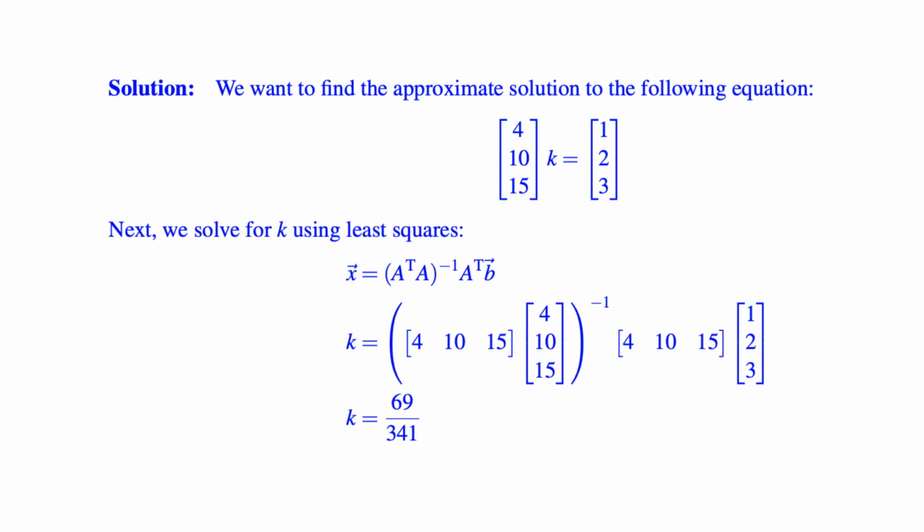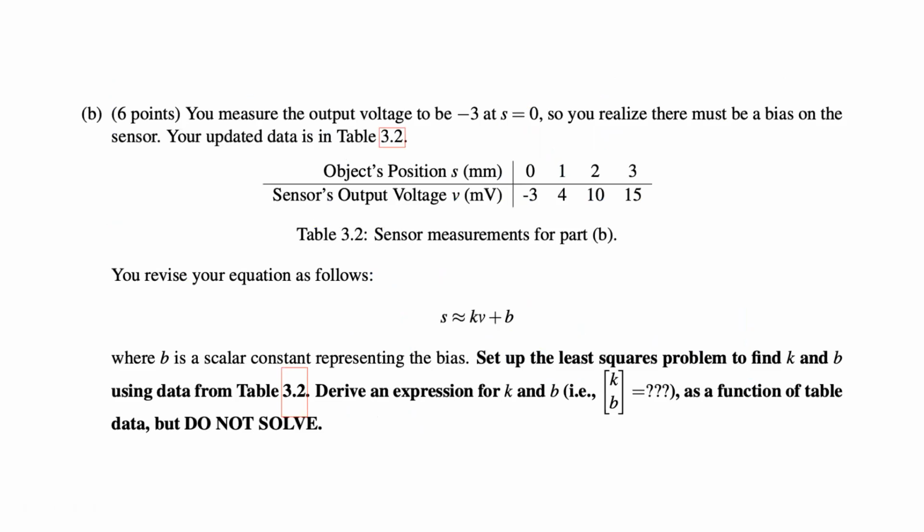The next one I'm just going to talk about. In part B, we're going to use a different model to represent our system, which is S approximately equal to KV plus B. Notice that least squares depends on the models we choose. We can define how we want to model a system and then fit our data into a formulation of the least squares problem according to our model.